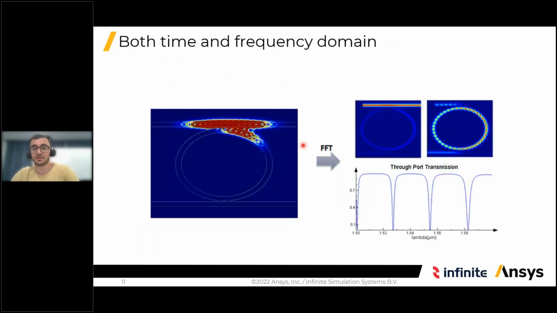In FDTD, you can do both time and frequency domain. So the animation you have seen was time domain. It shows you the field as a function of time. But you can also do everything in the frequency domain by taking the Fourier transform of it. The software can show you the behavior of each individual frequency. Some frequencies do not pass to the other side. They only continue through the waveguide, and other frequencies will couple into the ring and pass over to the other side, as you can see here.